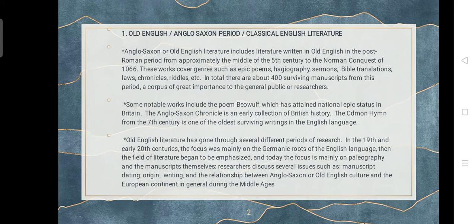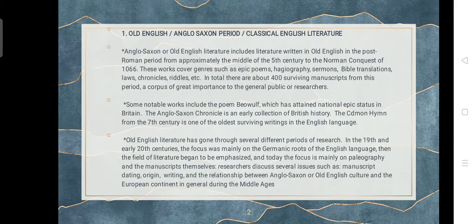In total, there are about 400 surviving manuscripts from this period, a corpus of great importance to the general public of researchers. Some notable works include the poem Beowulf, which has attained national epic status in Britain. The Anglo-Saxon Chronicle is an early collection of British history. Caedmon's Hymn from the 7th century is one of the oldest surviving writings in the English language.